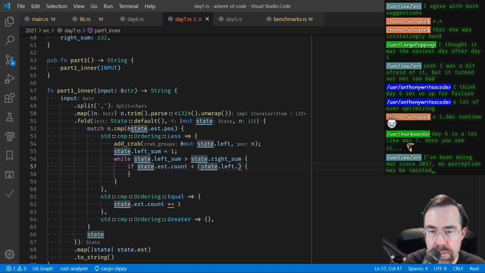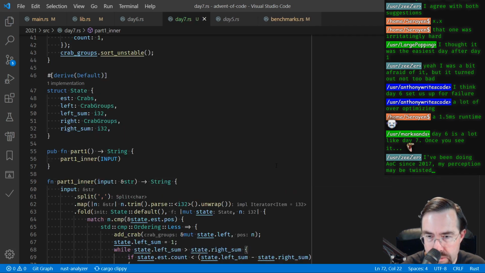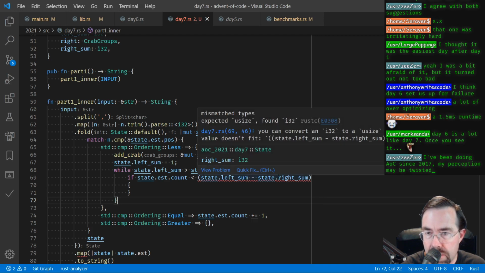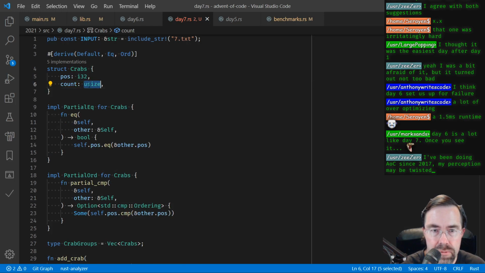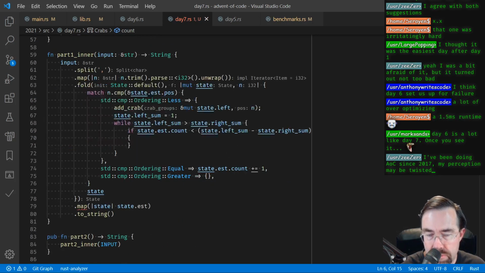Yeah. No. What am I thinking? Why didn't it like this, by the way? Whoops. What's my cursor doing? Weird things. A usize? Oh. Yeah, make them all i32 so I don't have to worry about typing and stuff.